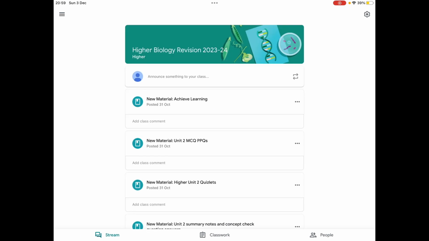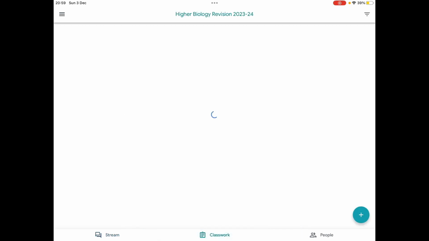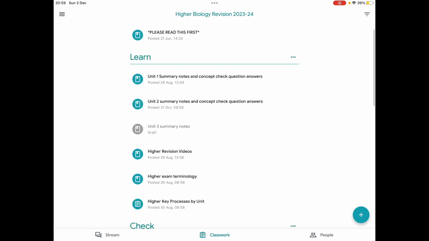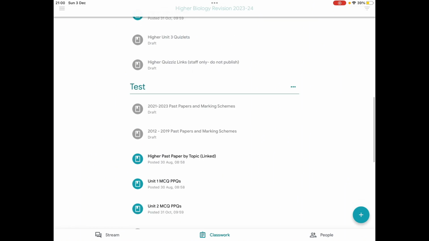Google Classroom. I won't spend too long on this because it's very, very similar to what you've just seen for National 5. Again, it automatically opens up in the view that says Stream down the bottom. So if you go to Classwork View, again you'll get it topic by topic. And again, it's the same setup. We've got Learn, Check and Test.